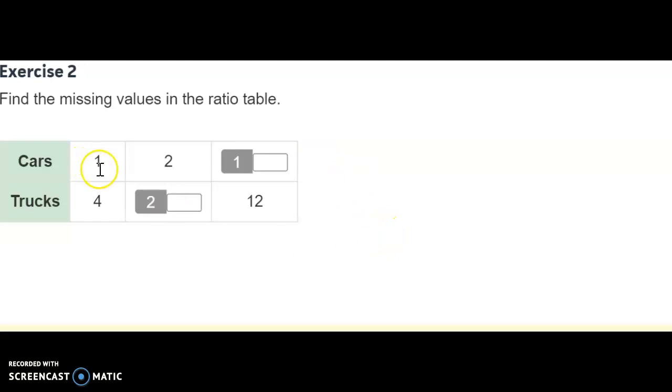And if I look at the top pattern, it's 1, 2, what's going to be the next number? You guessed it, 3. Well, our ratio is 1 to 4. There's one car for every 4 trucks. So if there's 2 cars, there'll be 2 times 4, which is 8. And if you look at it this way, if I have my 12 and I divide it by 4, it would give me 3. So 1, 2, 3, or 3 times 4 equals 12. So number 1 would be 3 and number 2 would be 8.